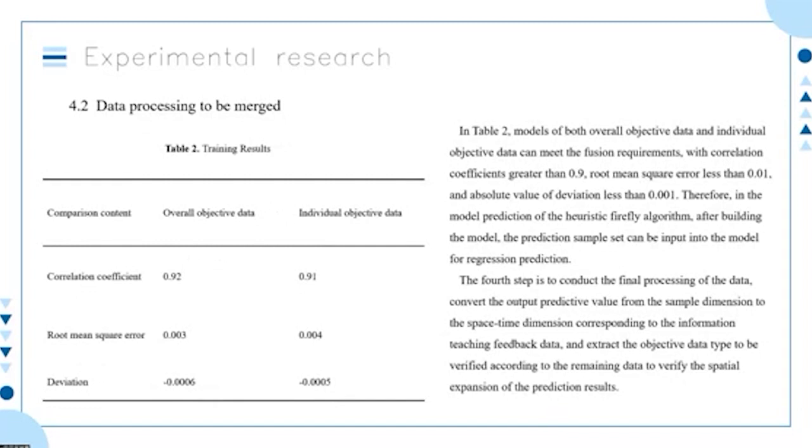And in the table 2, models are both overall object data and individuals object data can meet in the fusion requirement with a correlation greater than 0.9. And the fourth step is to conduct the final processing of the data, convert the output predicted value from the sample dimensions to the space-time dimensions corresponding to the information teaching feedback data.